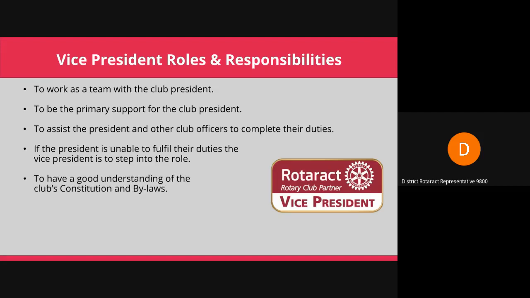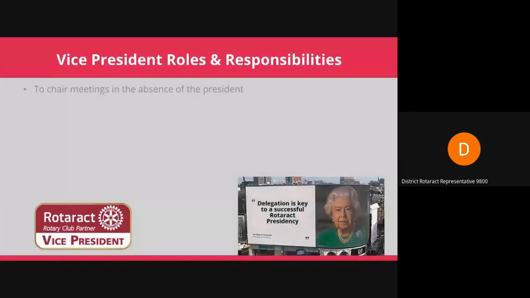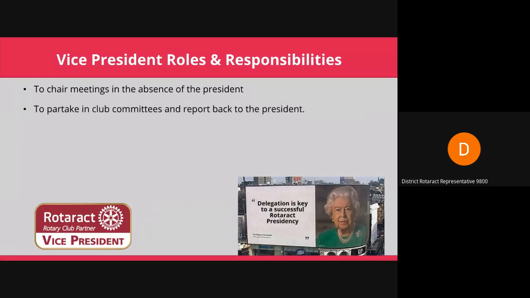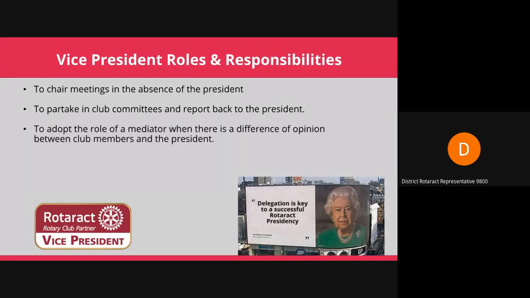Just like a club president, the vice president needs to know their club's constitution and bylaws to make sure that the club is legally complying with these documents. So most commonly, the vice president chairs the meetings when the president is an apology. The vice president should keep tabs on the different club committees and their progress, and provide the president with some updates as well. And in the event that there is a conflict between the president and the general members, the vice president will need to step up and become the mediator between the two parties.